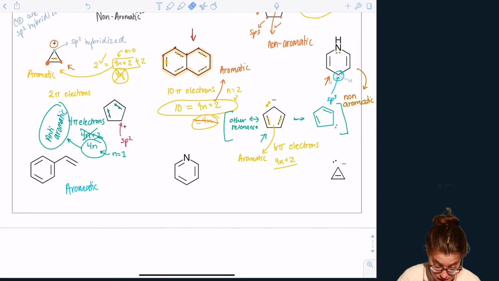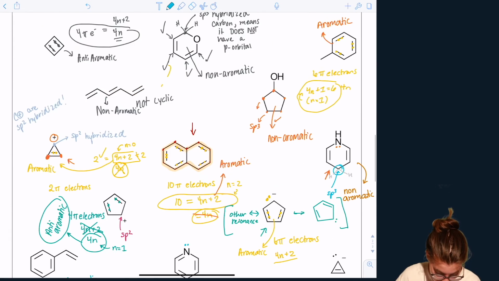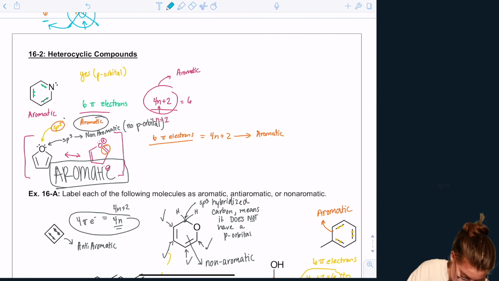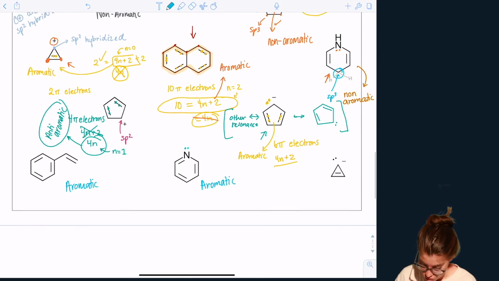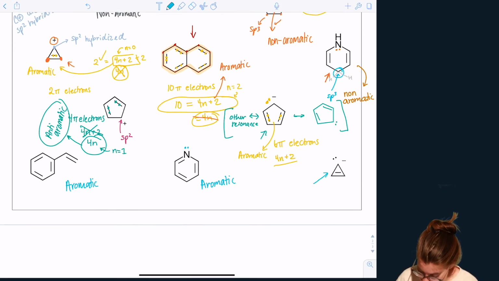So let's look at the next molecule here. So don't forget to draw in your lone pairs. All right, so this is actually the same exact compound that we had up here. And so we'd go through that exact same process again, and we would find that this compound is aromatic. Oops, we don't want to forget this last group over here.